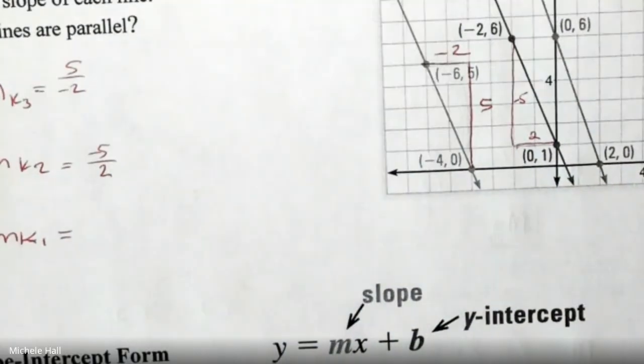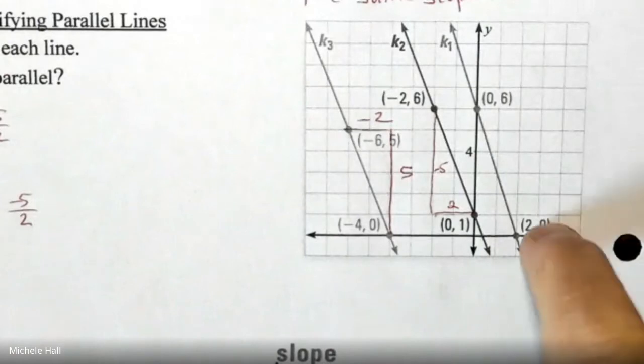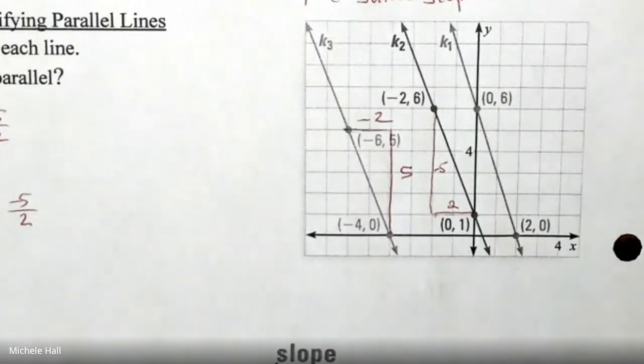Okay, so it looks like those two are parallel. They got the same slope. Now we need to look at K1. Find the slope of K1. Last line. Find the slope. You can go up or down. It doesn't matter, as long as you start at one point and rise and run to the next point.